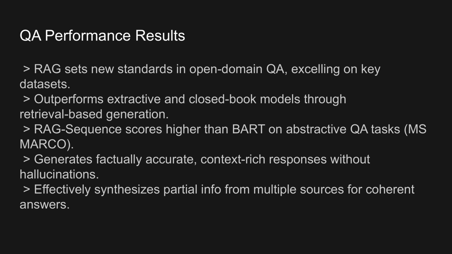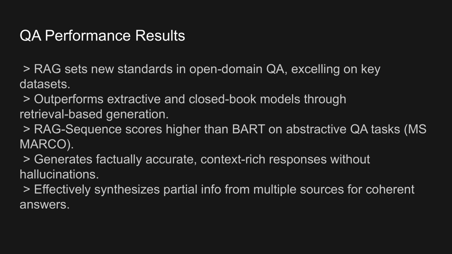In abstractive QA, RAG was evaluated on the MS-MARCO dataset, which involves generating free-form descriptive answers. Here, RAG sequence outperformed the BART model by 2.6 points on the BLEU and ROUGE-L scores, which measure the quality and relevance of the generated answers. What makes this result significant is that RAG performed well without access to gold or directly relevant passages, relying solely on Wikipedia and its parametric memory to fill in the gaps. That's impressive. RAG can essentially create relevant, contextually accurate responses even when it doesn't have direct access to certain answers.